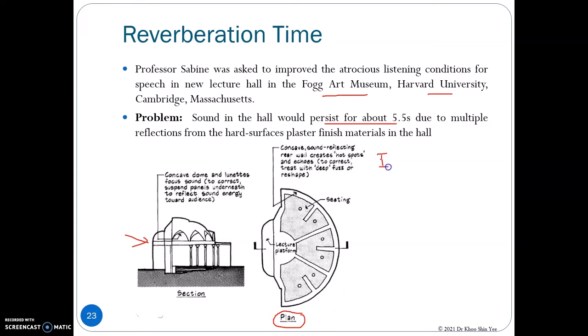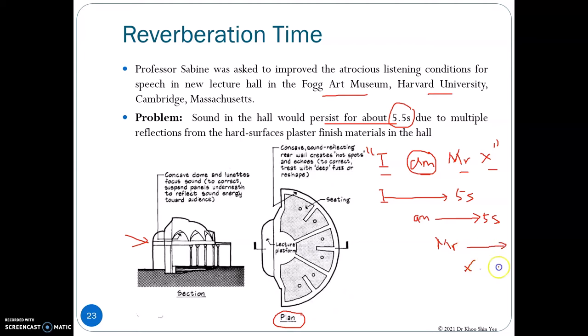Imagine you introduce yourself by saying, "I am Mr. X." Normally, we can hear each word clearly because the sound persists for a very short period. However, in this case, the sound in the hall would persist for 5.5 seconds. It means when you say "I," the sound for the "I" will last for 5 seconds. And then imagine you say the second word, "am," it will last for 5 seconds as well. Continue with "Mr. X." This will last for 5 seconds as well.